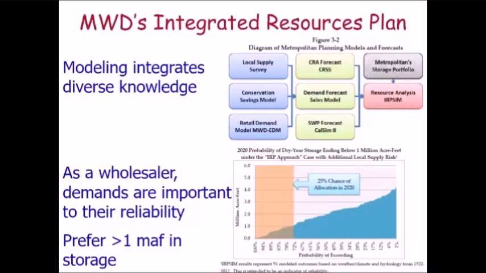So their demands are really important, and so here's one of their probability distribution reports that comes out of their integrated regional modeling. They really like to keep 1 million acre-foot of storage, and so they get really nervous if they have less than 1 million acre-foot of water in storage, and so they're always interested in what's the probability we're going to have less than 1 million acre-foot of storage, so that they'll know how well they're going to sleep at night.